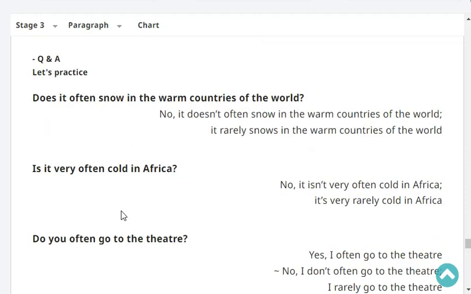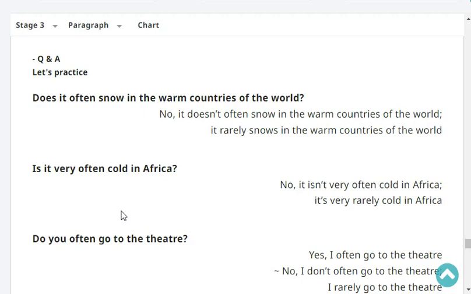Is it very often cold in Africa? No, it isn't very often cold in Africa. It's very rarely cold in Africa. Very good.